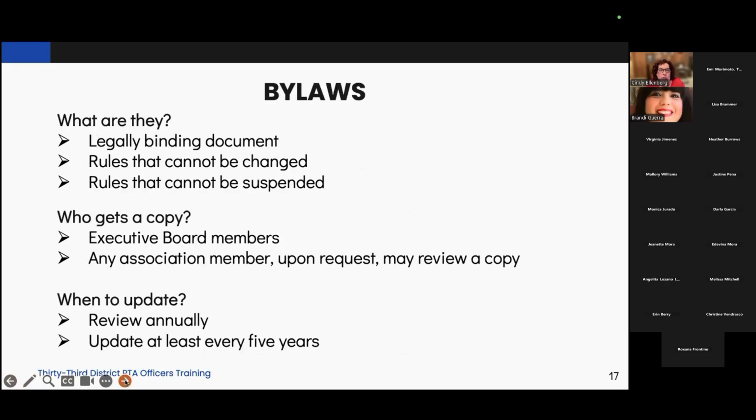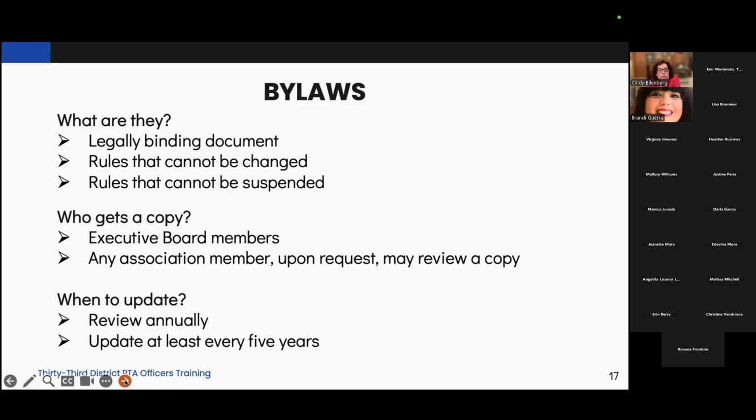Okay, let's try to get through bylaws here. They are a legally binding document with rules that cannot be changed and rules that cannot be suspended. Every member of your executive board should get a copy of your bylaws. And any association member, upon request, may review a copy. Typically, that's done in the office. They do not get to keep a copy. They do not get sent a copy. They can look at the bylaws.